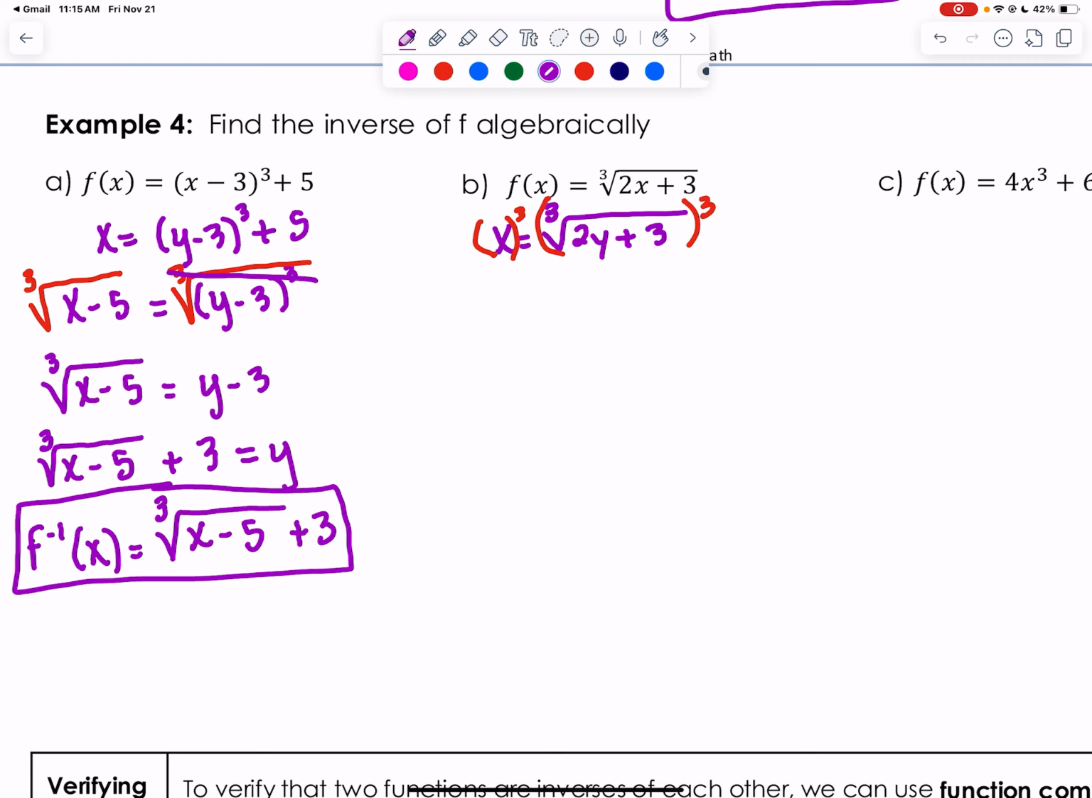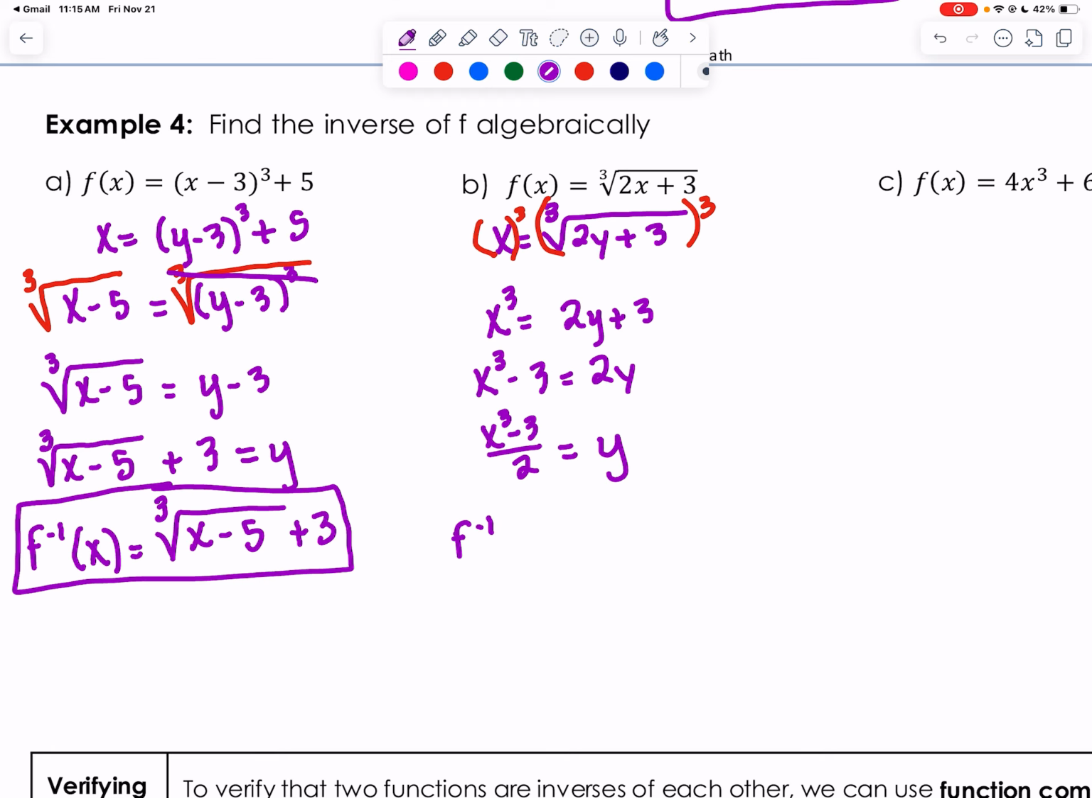Okay, so when I do that, I get x cubed equals 2y plus 3. Now all I have to do to get y by itself is subtract 3 and divide by 2. So I'll start by subtracting the 3, x cubed minus 3 equals 2y, and then I'll divide by 2. So x cubed minus 3 divided by 2 is equal to y. And then I want to put it in inverse notation. So f inverse of x equals x cubed minus 3 divided by 2.